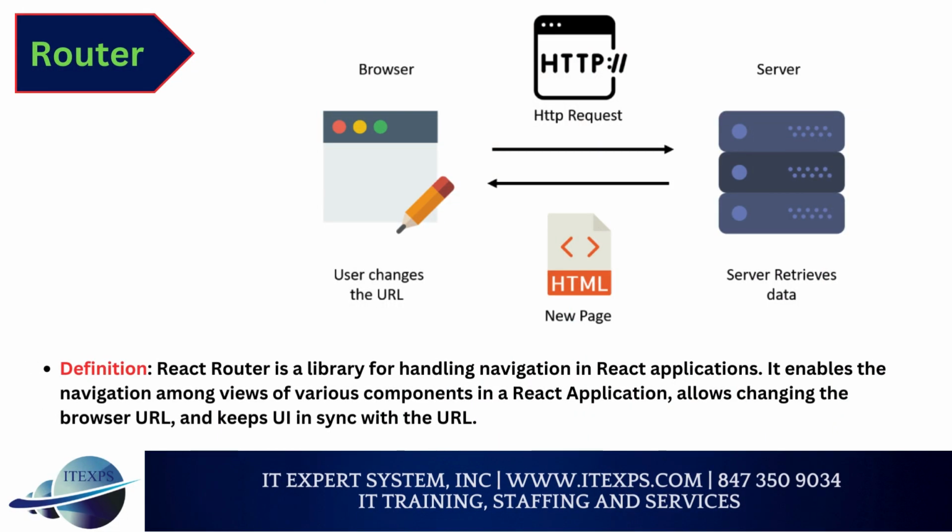Router. Definition. React Router is a library for handling navigation in React applications. It enables the navigation among views of various components in a React application, allows changing the browser URL, and keeps the UI in sync with the URL. Usage. React Router provides a browser router component and a set of route components, route, switch, etc. that help in defining the navigation structure of your application.